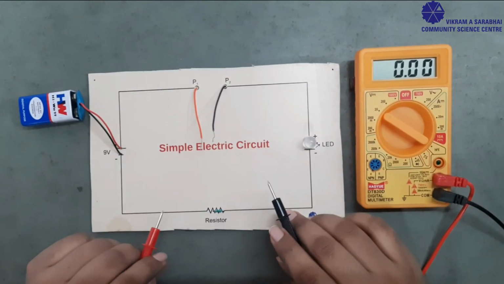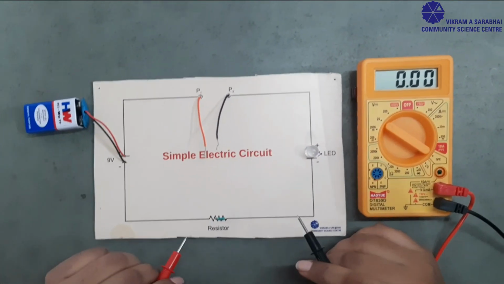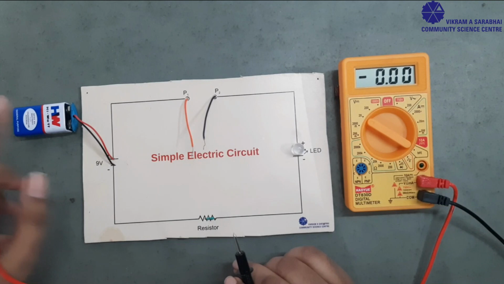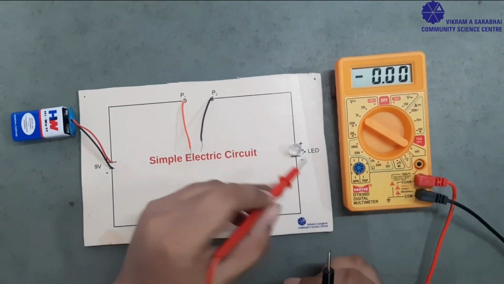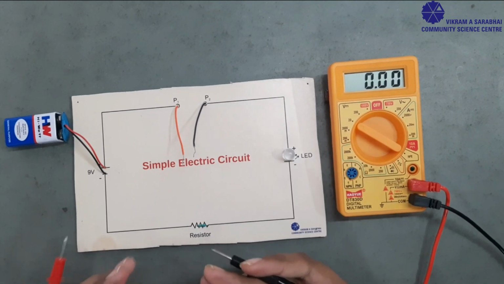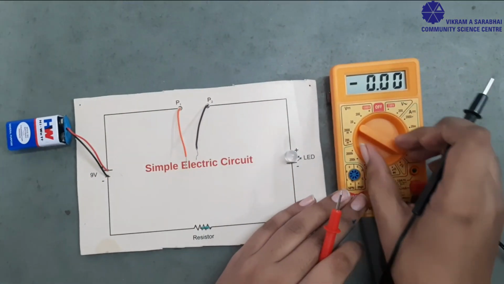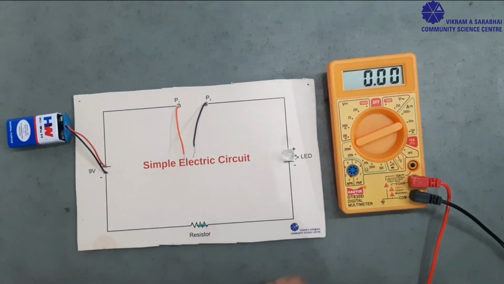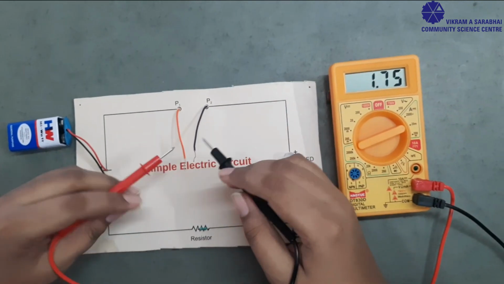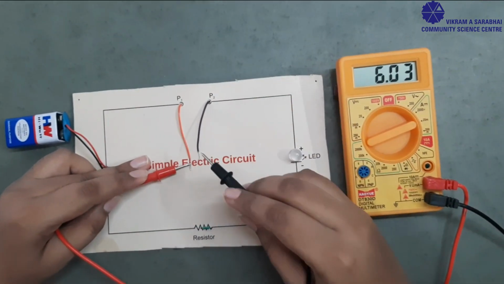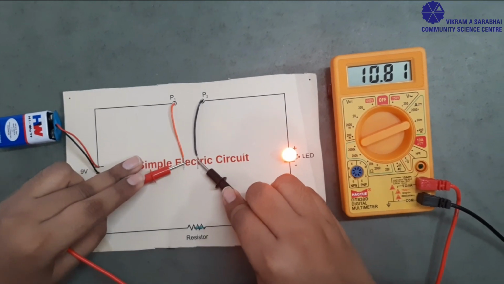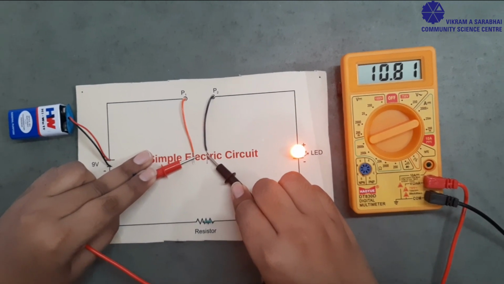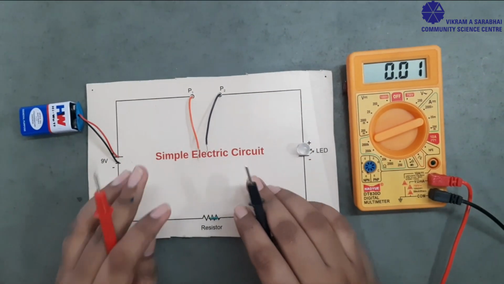Next we will measure the current and voltage for this simple circuit. Here, as you can see, this is my simple circuit. I have connected a battery here, and this circuit has an LED and a resistor. If I want to measure the current for this circuit, first I will change my indicator to the DC current range. Then I will put my probe across these two open points so we can measure that. As you can see, it is coming around 10.81 milliamperes. So this is my current for this circuit.